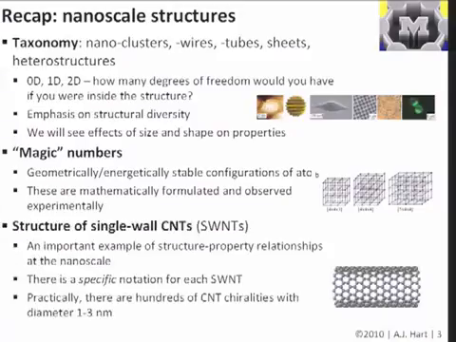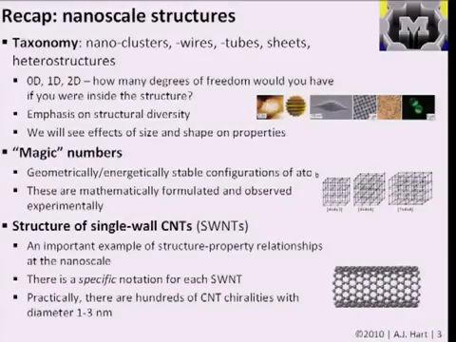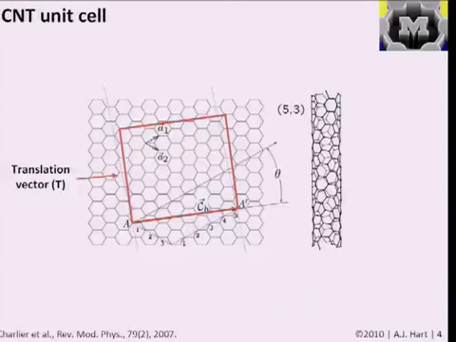And then third, we talked about the structure of carbon nanotubes, specifically single-wall nanotubes, as an example that we'll build upon in terms of what I'll call structure-property relationships, or how minute changes in the organization of the atoms at the nanoscale can equal pretty significant changes in the properties of the structures. And we saw that there's this specific notion for each single-wall nanotube, which is based on mapping the hexagonal lattice of the graphene sheet to the tubular arrangement of the nanotube.